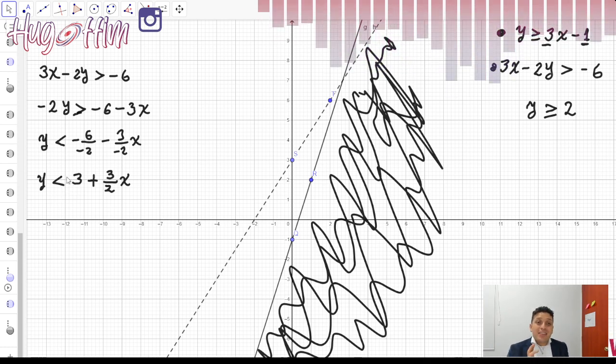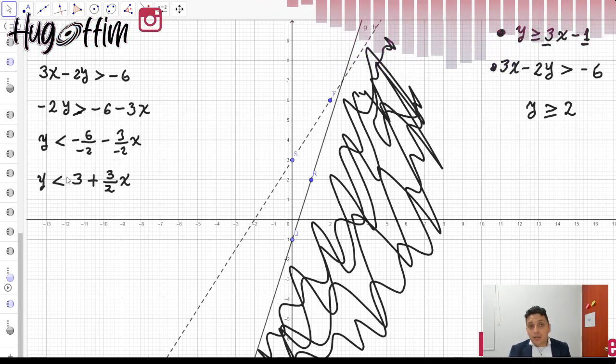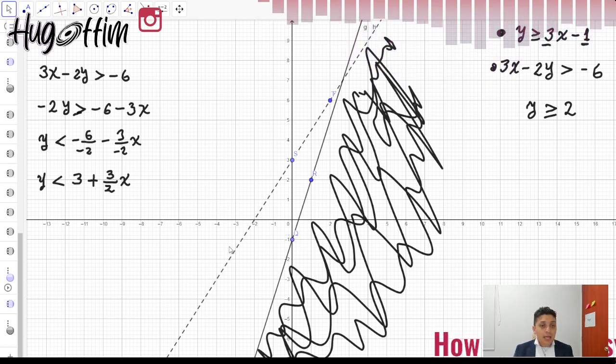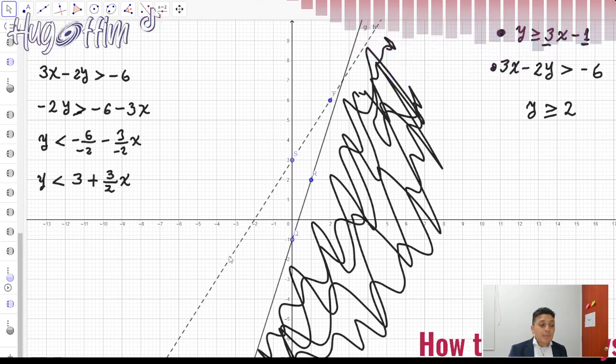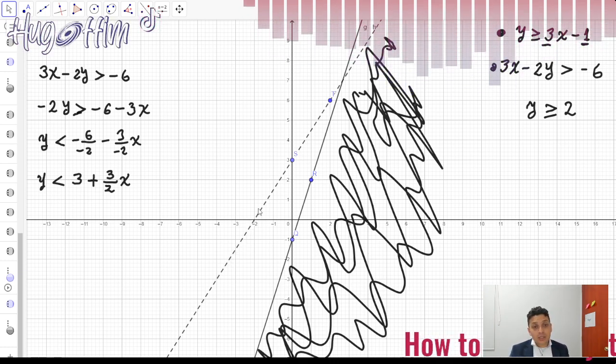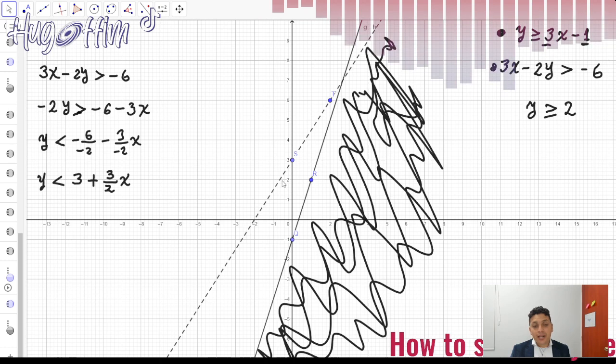Remember, if the inequality has greater than or equal, we put a solid line. And if the inequality is just greater or less than, it's not a solid line. So we don't put the solid line.